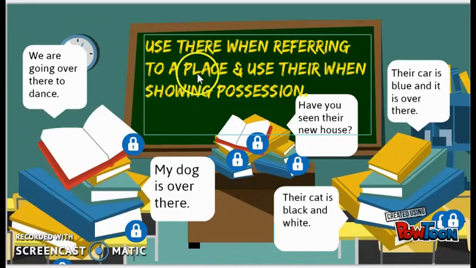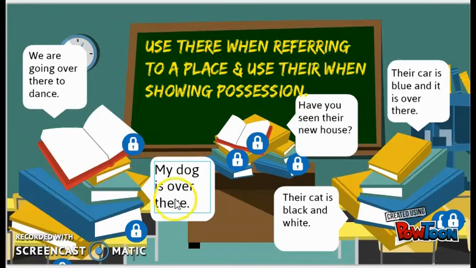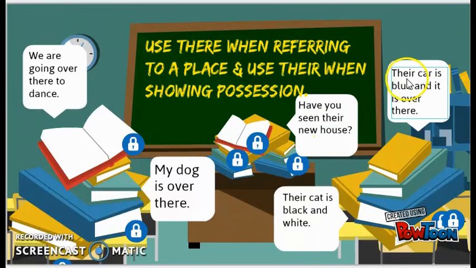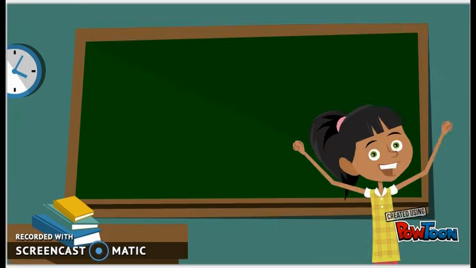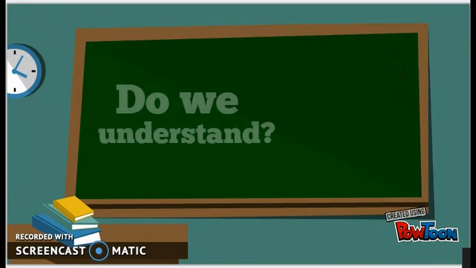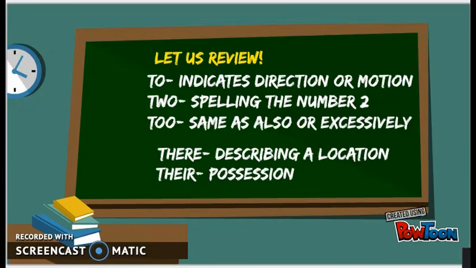THERE is referring to a place. My dog is over there, a place. Have you seen their new house? Possession. Their car, possession, is blue and it is over there. THERE, referring to a place. So, do we understand the difference between to, too, two, there, and their? Let's refresh everything we just went over, okay?